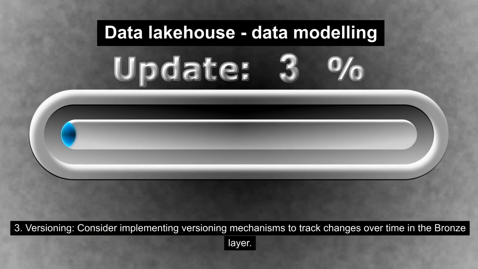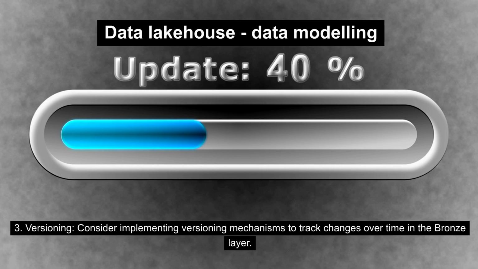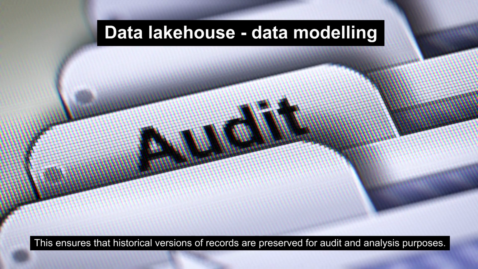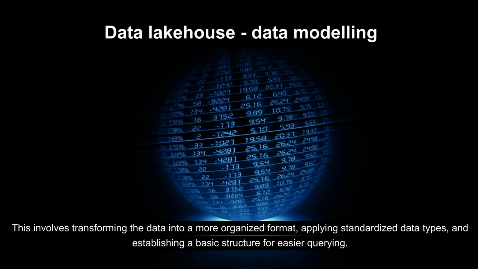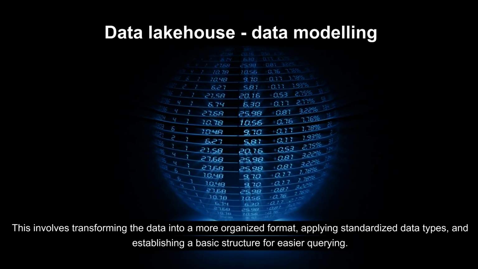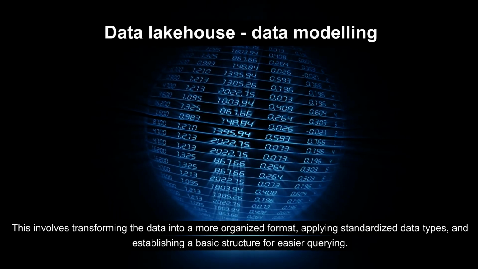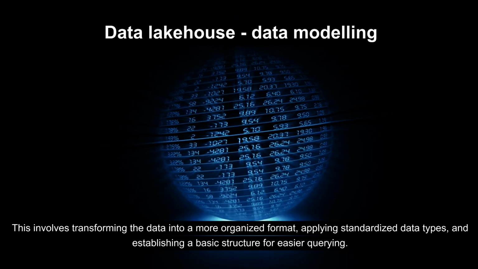3. Versioning. Consider implementing versioning mechanisms to track changes over time in the bronze layer. This ensures that historical versions of records are preserved for audit and analysis purposes. For the silver layer, 1. Structured schema. In the silver layer, start imposing a more structured schema. This involves transforming the data into a more organized format, applying standardized data types, and establishing a basic structure for easier querying.